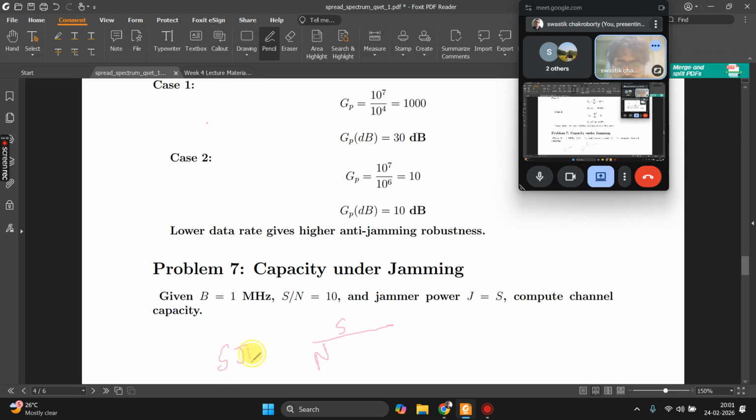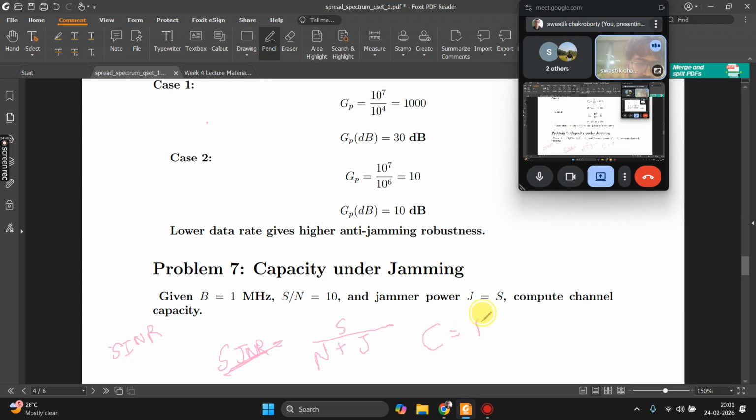So signal to jamming plus noise ratio. In some cases, it might be SINR, signal to interference plus noise ratio. Whatever is desirable, like signal, is at the top, and whatever is undesirable, like noise, interference, jamming, is at the bottom. Here there is no interference, only jamming, so the metric will be SJNR, and the Shannon capacity is a general equation.